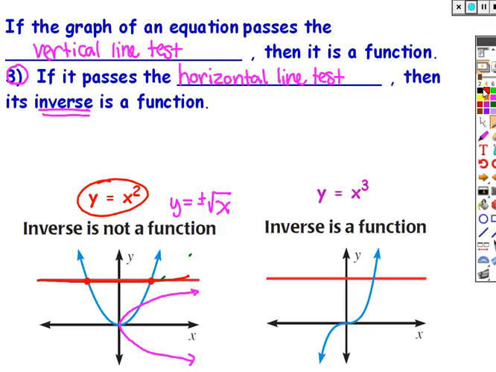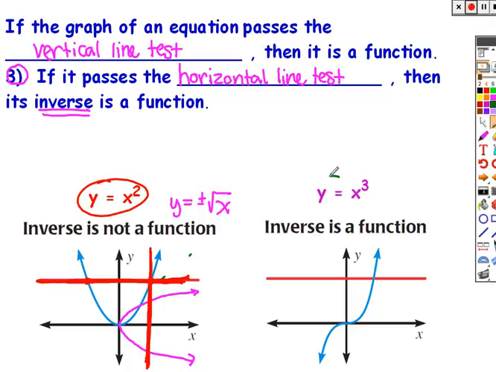And if you notice, well, where does this horizontal line go when I reflect the original parabola to get the inverse? Well, that horizontal line would become a vertical line if I reflect. So if the original fails the horizontal line test, that means the inverse is going to fail the vertical line test. Therefore, the inverse is not going to be a function.